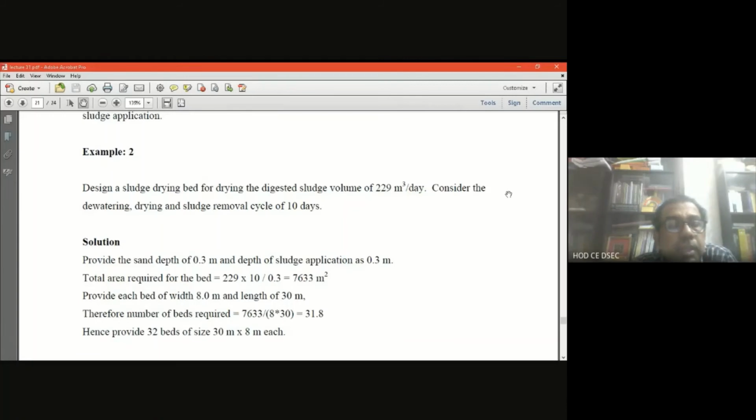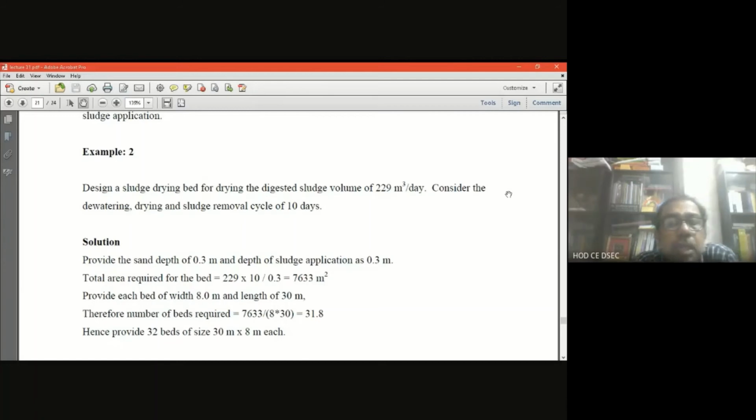Design a sludge drying bed for drying the digested sludge volume of 229 meter cube per day. Consider the dewatering, drying and sludge removal cycle of 10 days. Now here, since it is a question of a sludge drying bed, let us consider a sand depth of 0.3 meter and the depth of sludge application as 0.3 meter. Then, what is the total area required for the bed?